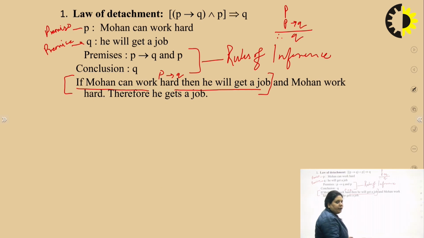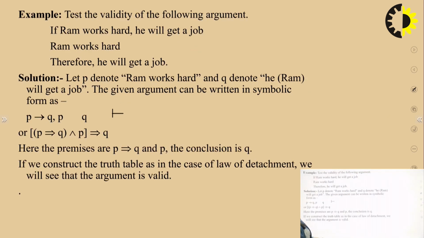We were writing it in the conditional statement. Next, and then again P. What is P? Mohan works hard. Mohan is working hard. So what is the conclusion? Therefore, he will get a job. That is the Q. Simple. Okay. Let's try the next one.